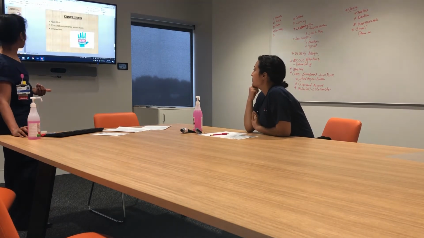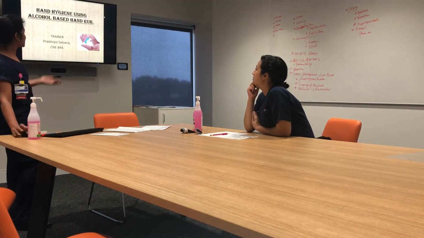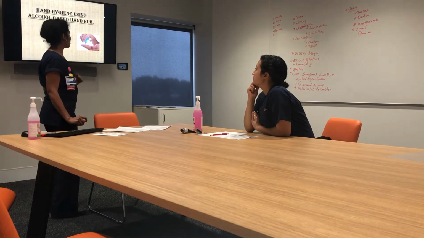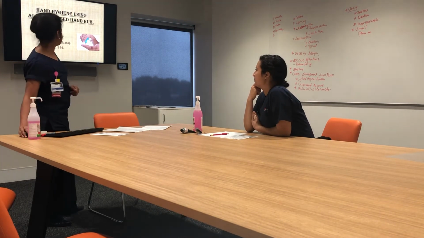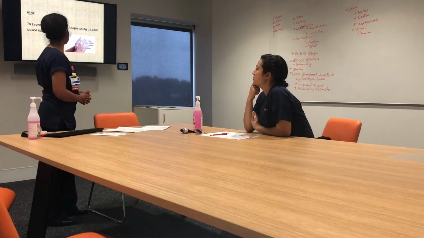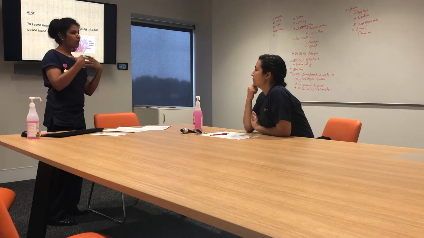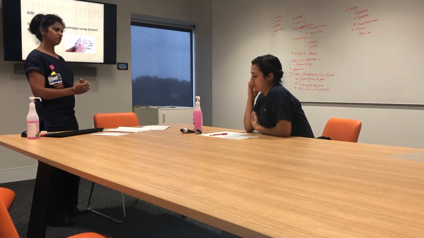So I'm going to talk about hand hygiene using alcohol-based hand rub. Today the aim of the session is to learn hand hygiene technique using alcohol-based hand rub, and this is alcohol-based hand rub. There's another hand hygiene technique where they use soap and water. When do you think they would be using soap and water? When your hands are visibly soiled. Soiled, very good, well done.